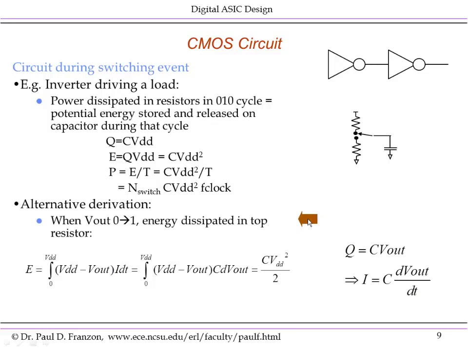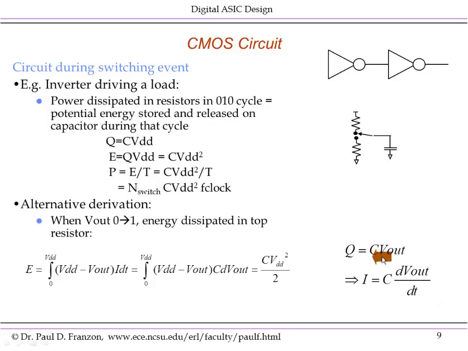Alternatively, we could actually calculate the VI loss in the resistors. So let's look at the VI loss in the top resistor when we are charging up this node. So we're charging the node from 0 to VDD. This is the VI in that transistor. You integrate it over time. Replace the time integral with a voltage integral as per the construction on the right hand side.